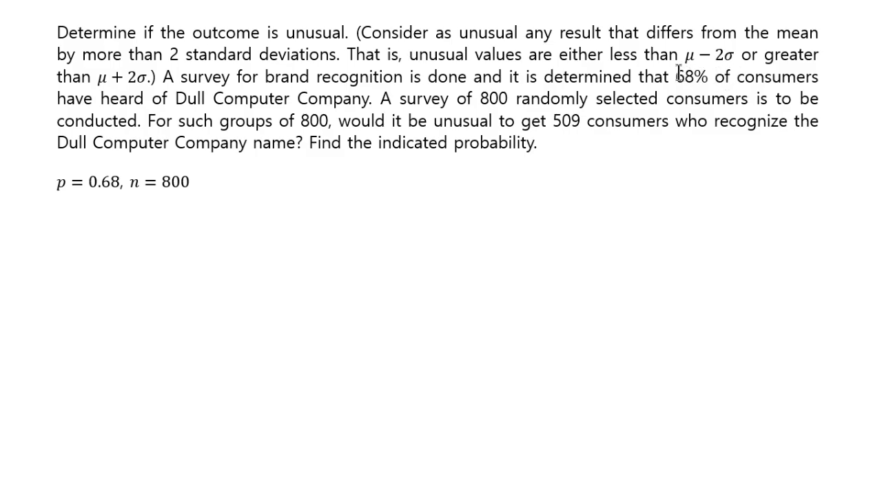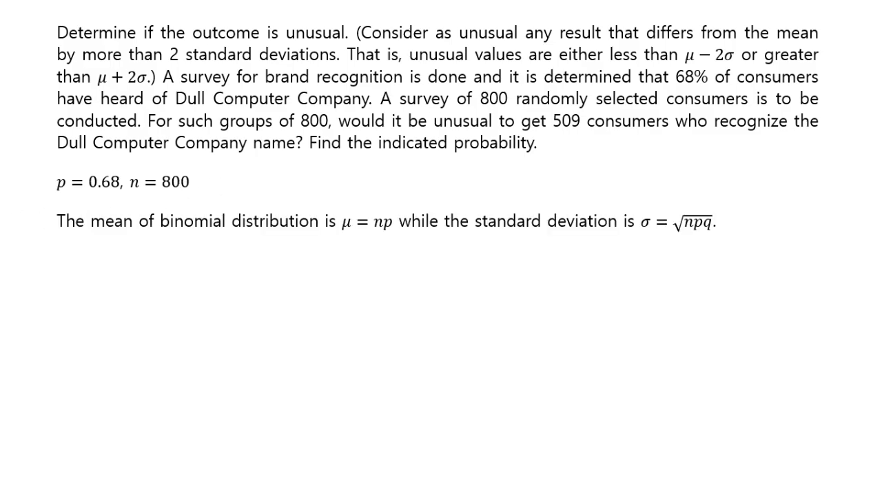Again, you see this 68%, which is a probability if you read it, and you need to recognize that this is a chance of one random consumer recognizing the brand. So 0.68 is a probability of one person, one individual, and that is being done for 800 people. So 800 repetitions of this probability 0.68 is done, which means it's the binomial distribution, okay? So that's very important.